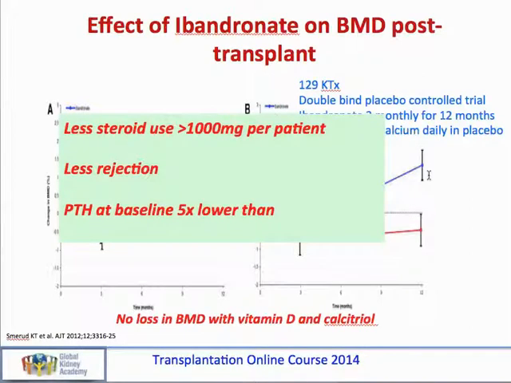And what's striking about this paper, compared to perhaps some of the other bisphosphonate studies, was that steroid use was quite low, so less than 1,000 milligrams of steroid per patient. There was less rejection, which I guess probably ties in with steroid use as well. And the PTH at baseline was 5 times lower than in previous studies. Sorry, I didn't write that down properly, but that should be PTH was 5 times lower than in the early ibandronate studies.